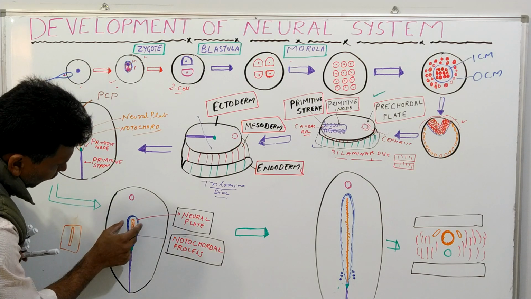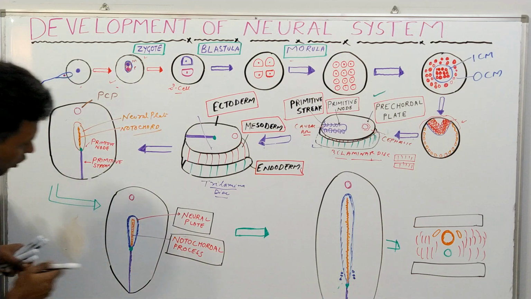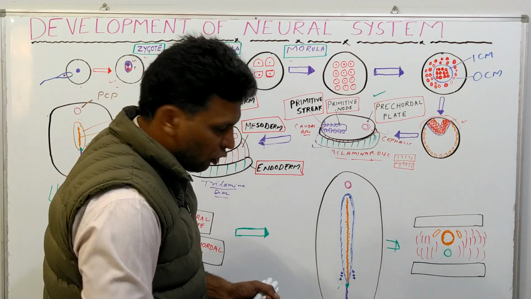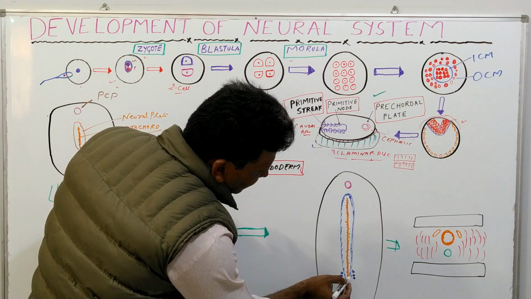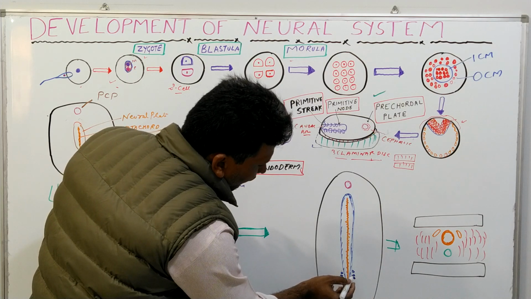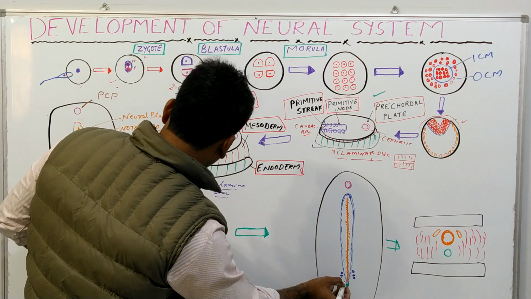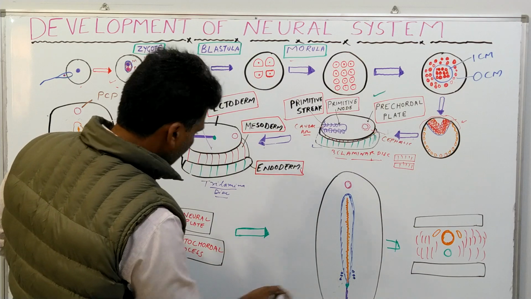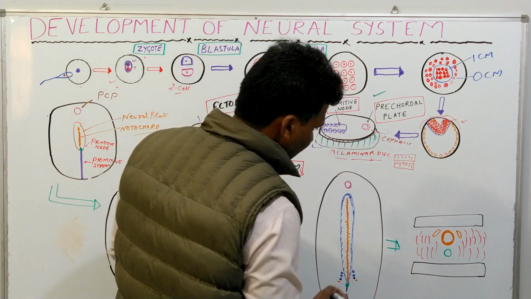So this is actually, when this comes up, this is a neural plate and this is a notochord. Now this area is called notochord. After that, another important point here: some cells are detached from the neural tube. When these cells detach from the notochord, the cells which are detached are called neural crest cells.